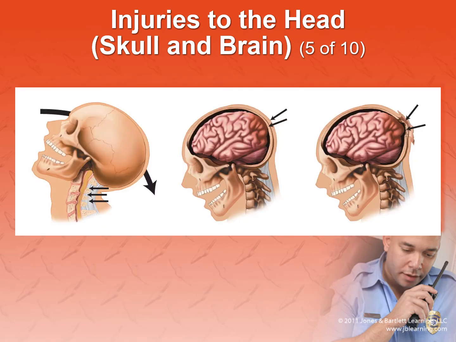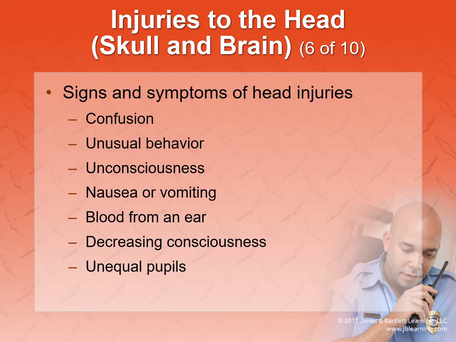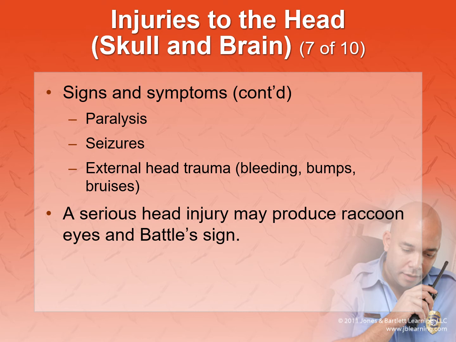There you go, this is called a coup, counter-coup or something. So it's basically that whiplash going back and forth, and can have some spinal issues at the same time. So for head injuries, you've probably seen somebody, or maybe yourself, you have gotten a concussion. So they're going to be confused, unusual behavior, unconscious, nausea, vomiting, blood from ears, decreased consciousness, unequal pupils, all of those things. If you hear about a head injury and you can check this patient out and any of these things are going on, you've got to be pretty worried, because that means it's serious and they need some pretty serious interventions right now.